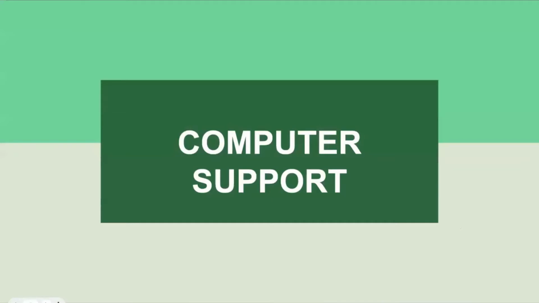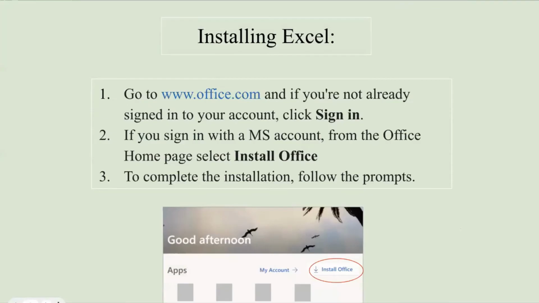Moving on to computer support. Firstly, installing Excel. The first step is to go to www.office.com. And if you're not already signed into your account, you want to click Sign In. If you sign in with a Microsoft account from the Office homepage, you want to select Install Office. And to complete the installation, follow the prompts that appear on your screen.